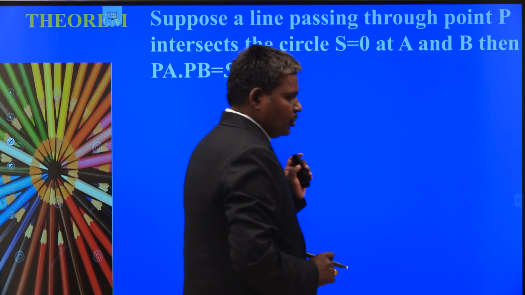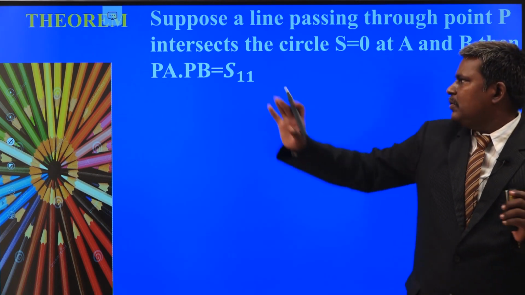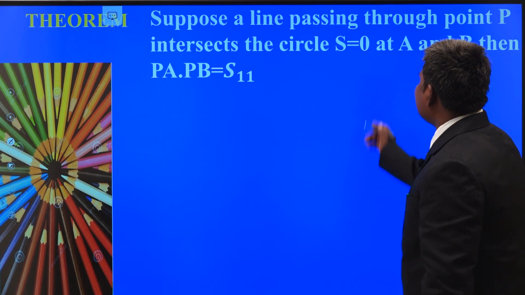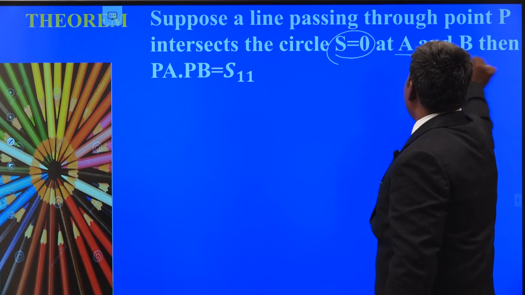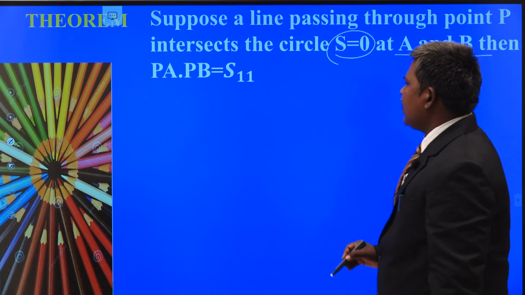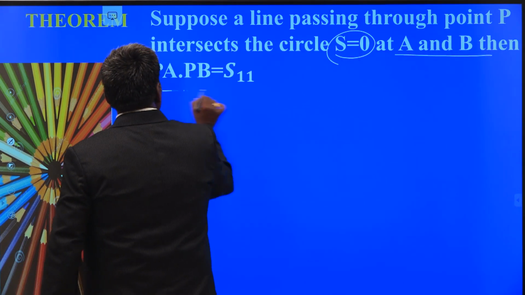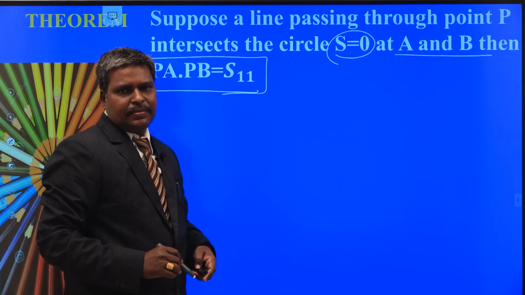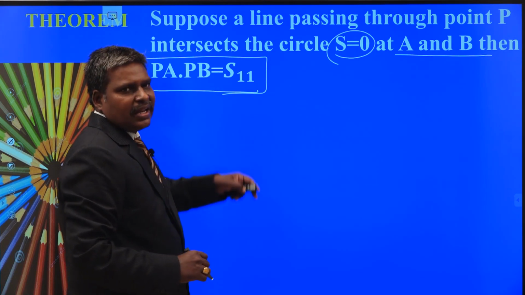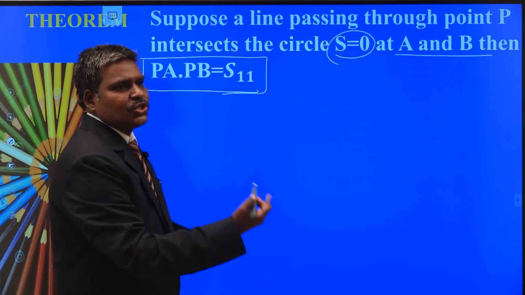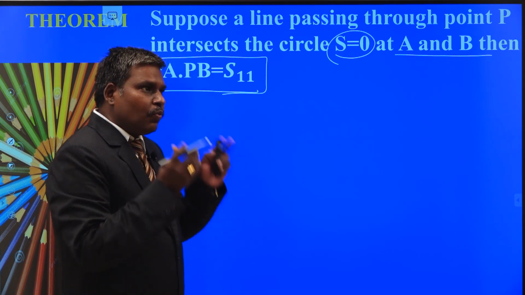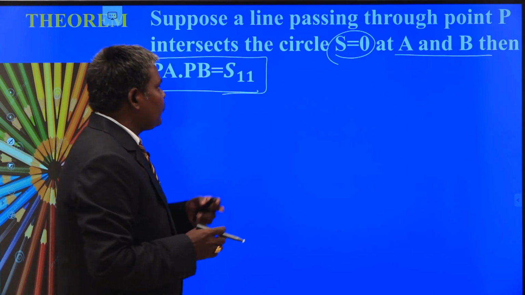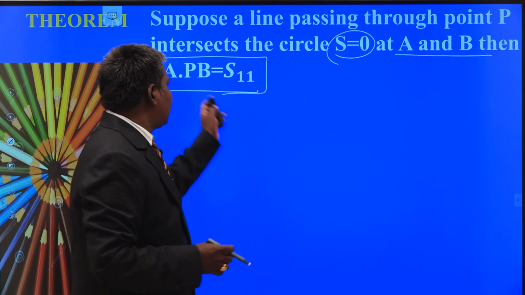Now let us see the theorem. Very, very important. Read it yourself. Suppose a line passing through the point P intersects the circle S equals 0 at A and B. Then we have to show that PA times PB is equal to S11. That is why we defined notations earlier. In every theorem we have S11, S12, S1 plus S2 equal to S12, like that. Once you know the notations, you can easily understand the statements. So for our convenience, the notations are prepared.